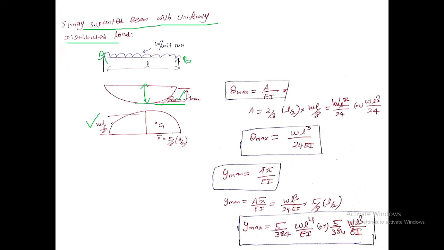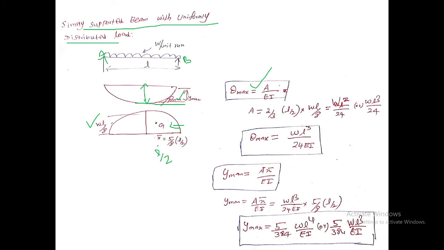The max height is WL divided by 8. The centroid point is x bar from point B, 5 by 8 into L by 2 from the right side. This centroid from the right side is 5 by 8 into L by 2. Half of the distance is L by 2. This distance is L by 2, from the right side end. So x bar equal to 5 by 8 into L by 2.